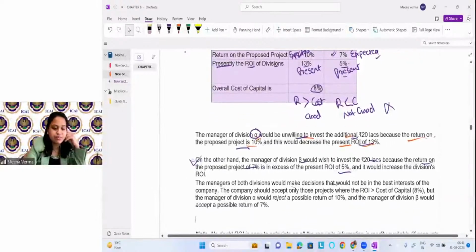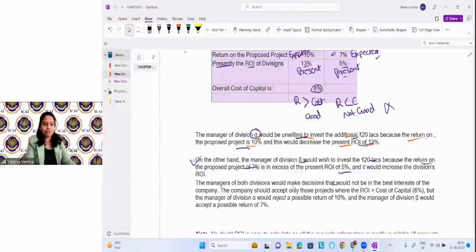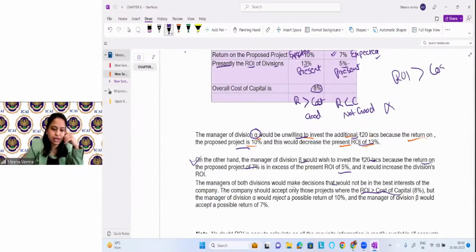Now here what is happening, they are taking such decisions, maybe it is not good for the company as a whole. Why? Companies should accept only those projects where return on investment is more than the cost of capital, where ROI should be more than the cost of the capital. Okay, now let's see what is happening.